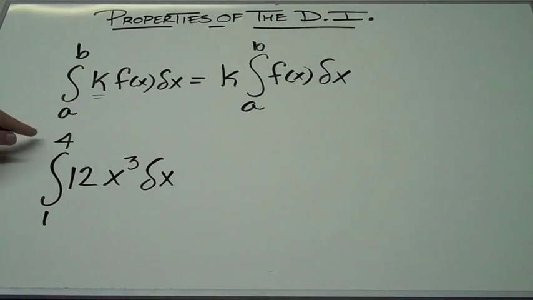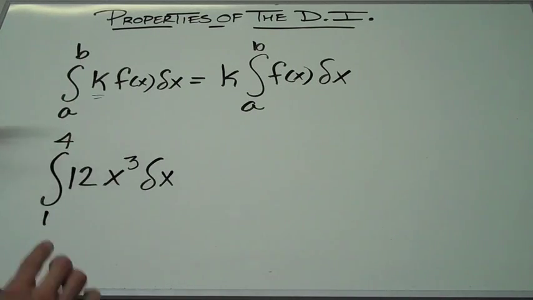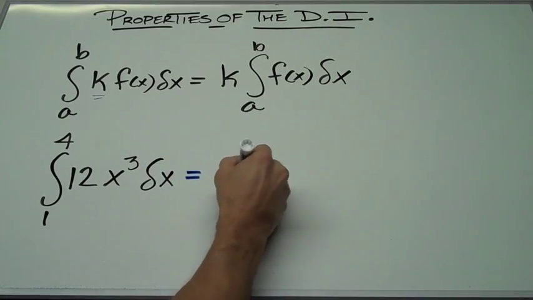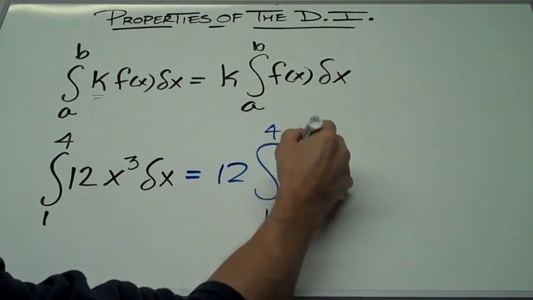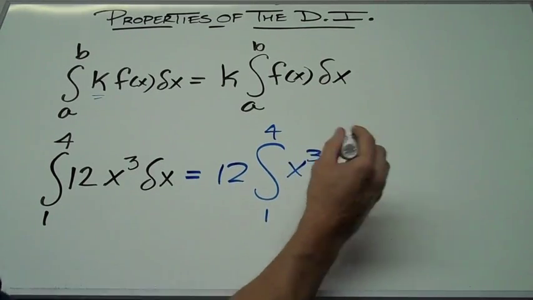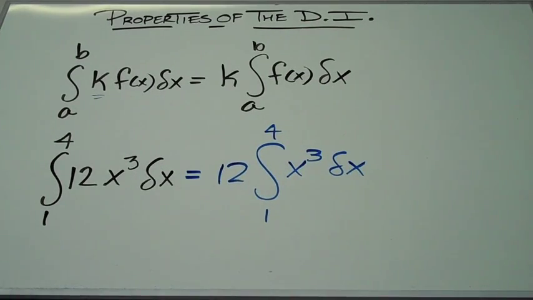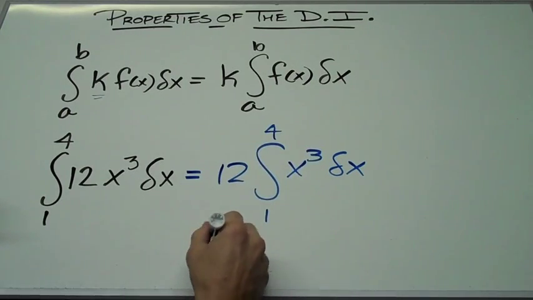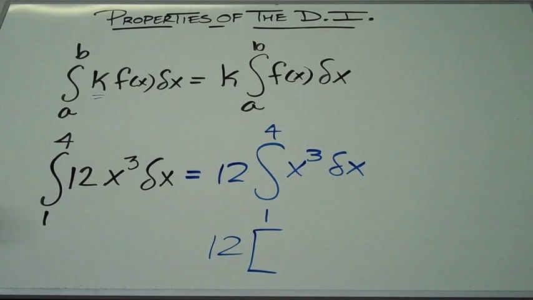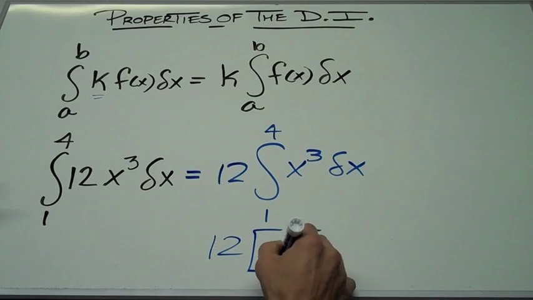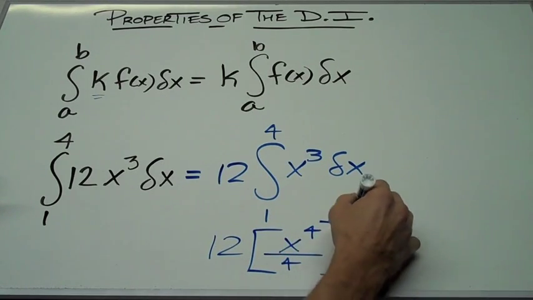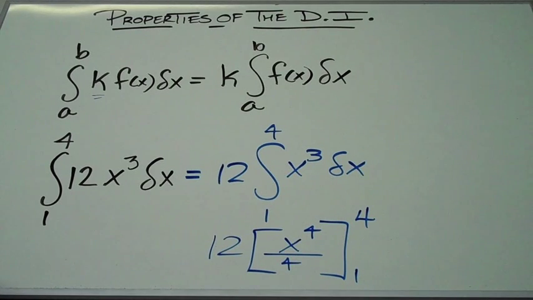For example, if I'm integrating from 1 to 4 of 12 x cubed dx, this 12 can cause me some problems. So what I'll do is I'll make this equal to 12 times the definite integral from 1 to 4 of x cubed dx. And then it's just a little bit easier to integrate this. You'd see this go to 12 times, usually you include the parentheses like that, 12 times the quantity, this will be x to the 4th over 4 integrated from 1 to 4. And then you can just keep the 12 outside when you plug in the 4 minus plug in the 1, and you'll get your answer.